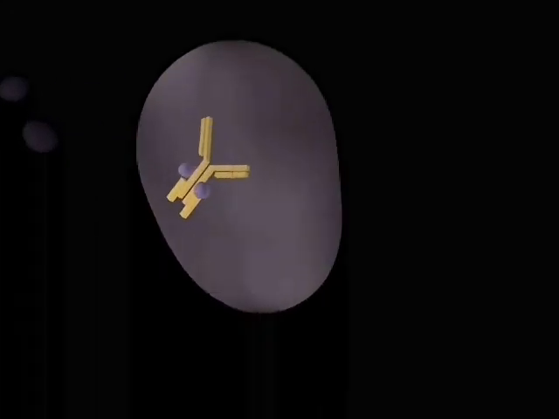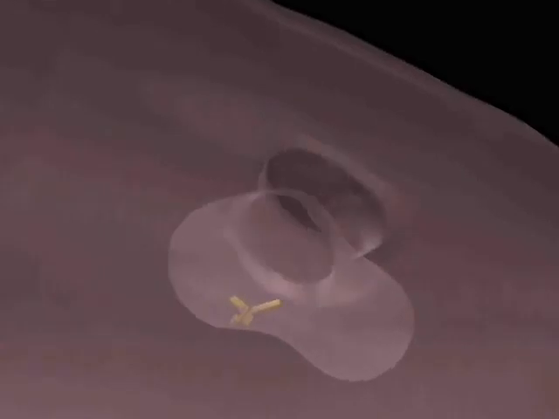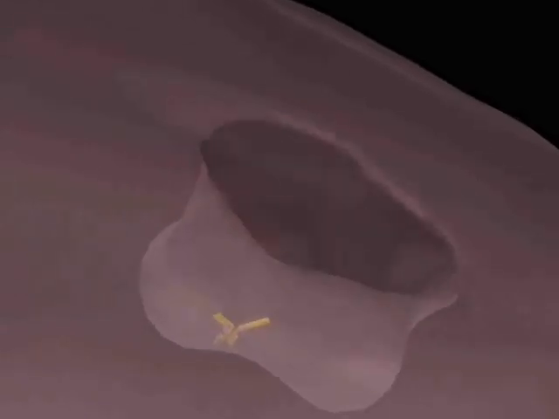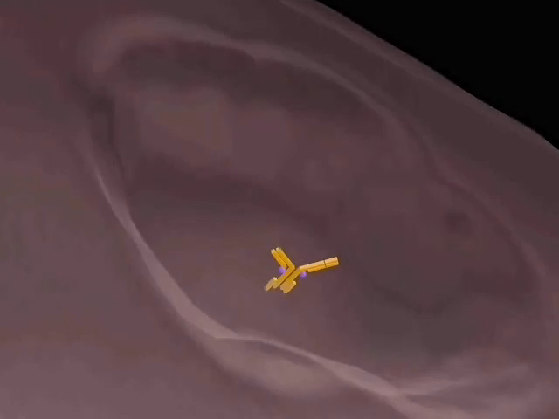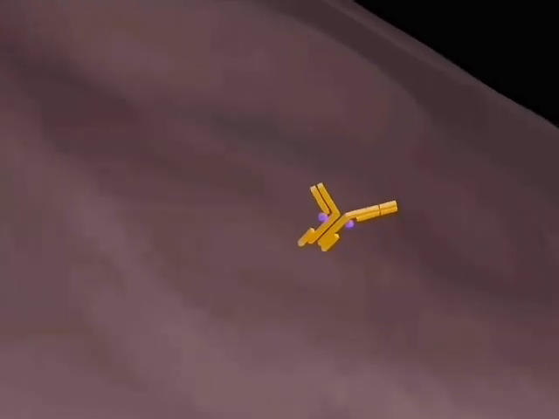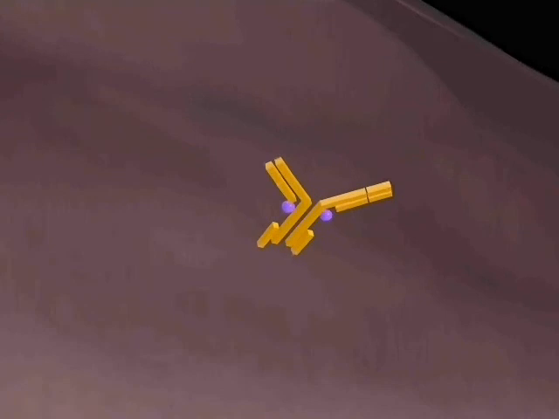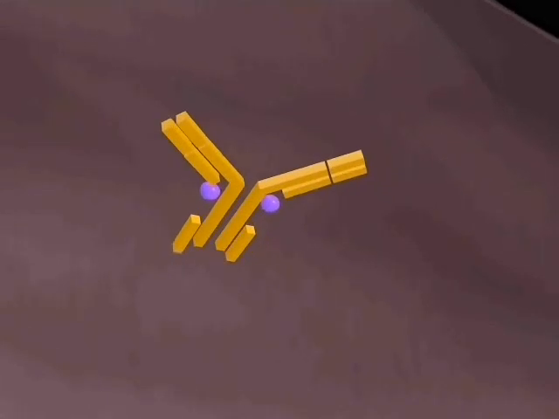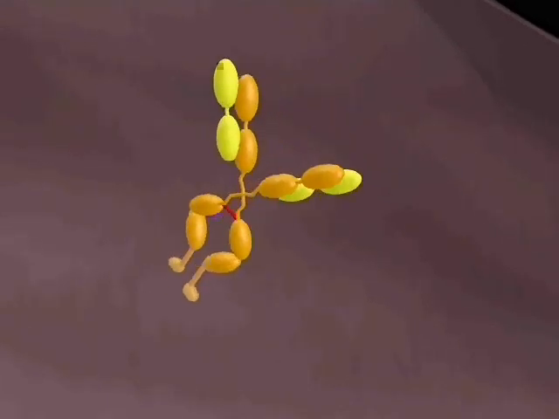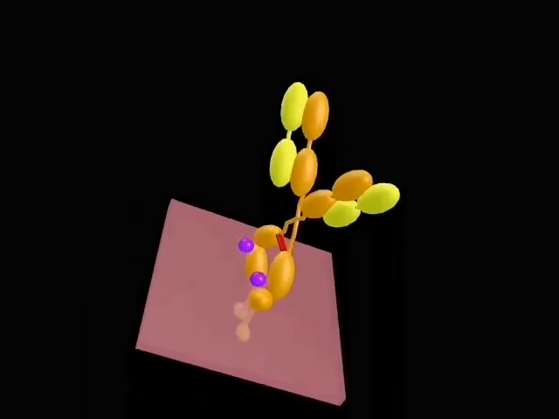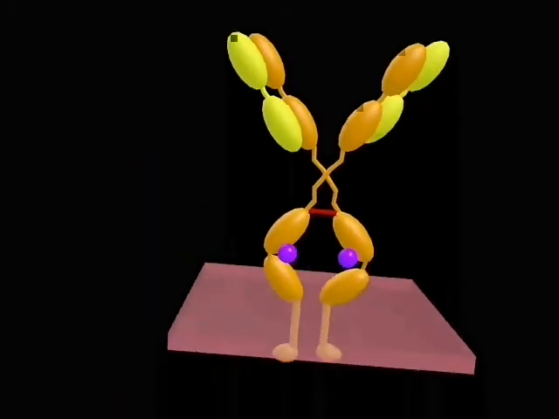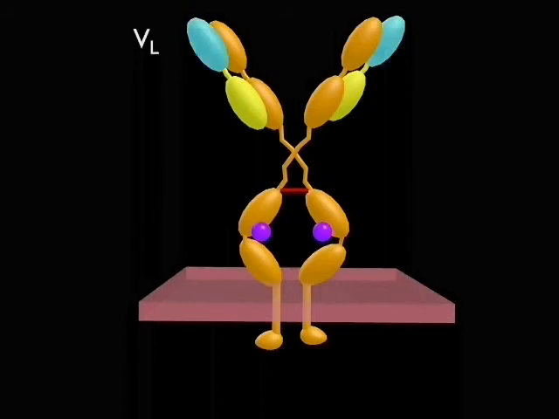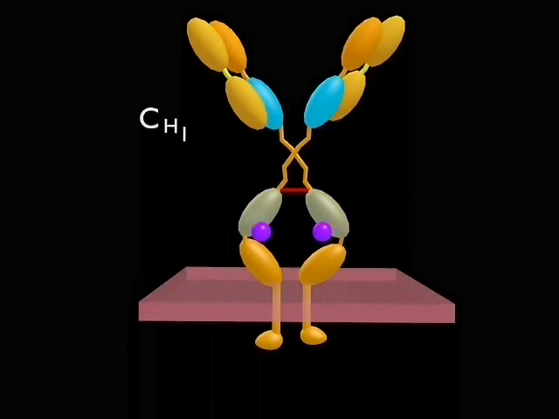At the cell surface, the immunoglobulin remains in the membrane, presenting its antigen-binding site to the outside. However, if the cell has produced secreted immunoglobulin, this is released as a soluble molecule into the lymph. Antibodies are folded into domains which are named according to whether they are variable, V, or constant, C, and according to whether they belong to the light chain, L, or heavy chain, H.